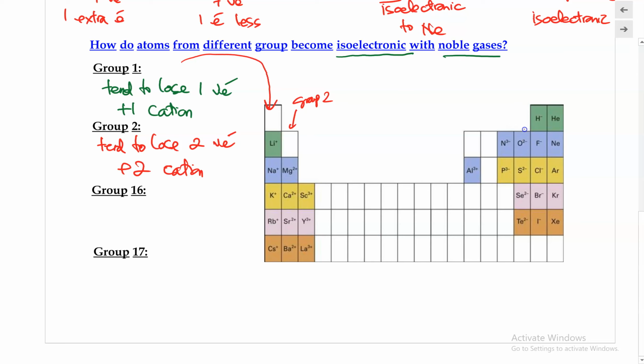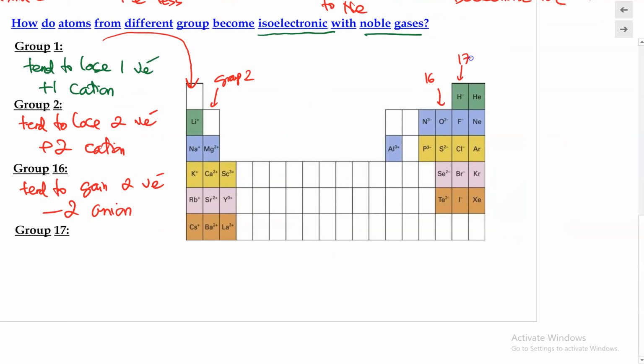In group 16, this is where they are. Group 16 has 6 valence electrons. To become octet, they would like to gain 2 electrons. So therefore, they tend to gain 2 valence electrons, and they become a -2 anion when they become monoatomic ions isoelectronic to the noble gases. And similarly with group 17. Based on this table, we see that all of the group 17 elements become a -1 anion.